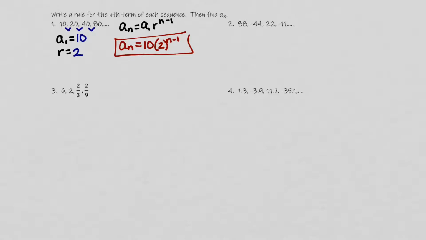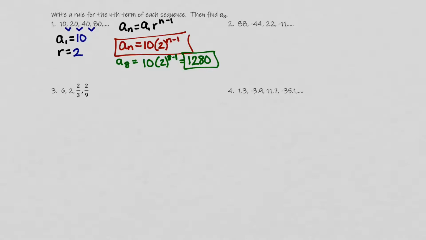And now it wants us to find a_8, which means n is 8. So this is 8 minus 1 power. I wrote 7, but 8 minus 1 is 7. So I have 2 to the 7th power, and I'm going to take that number and multiply it by 10, and I get 1,280. That is the 8th term in my sequence.